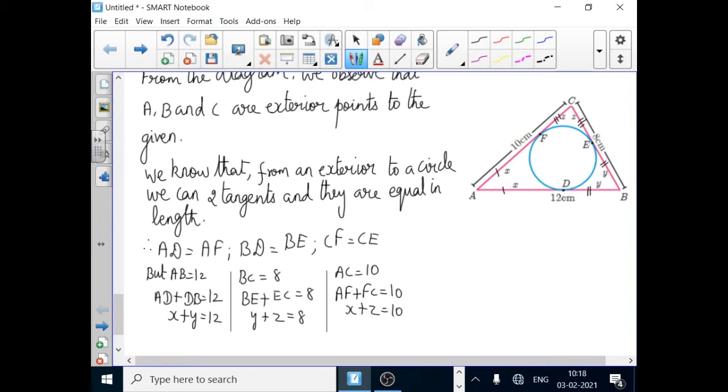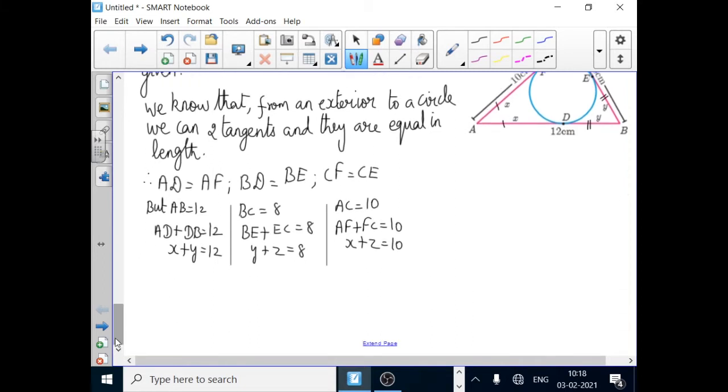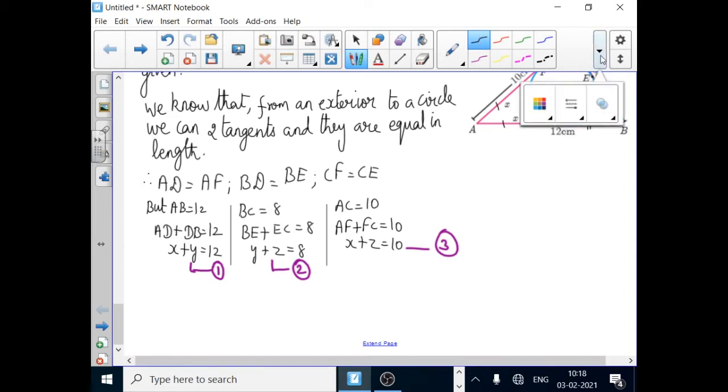Three unknowns are there and three equations are there. So we have to find the full answer. I mark this one as the first equation, this one as the second equation, and this one as the third equation. We have to solve these equations. Only one term is missing, so we can add all the equations.